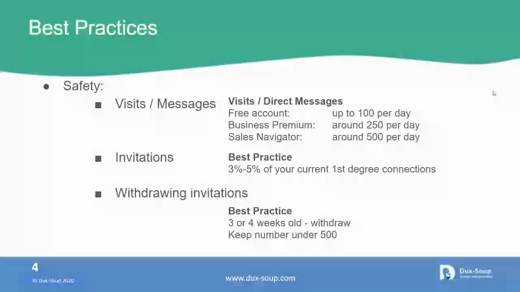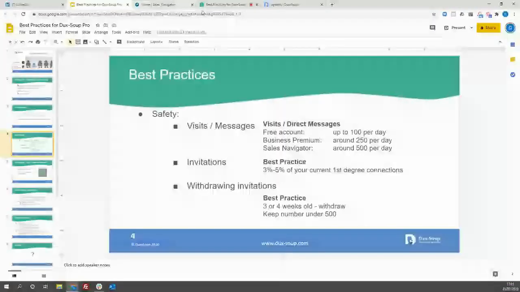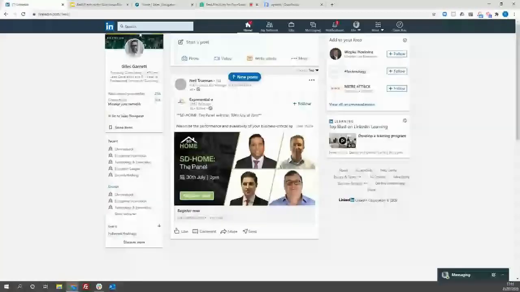I'll show you where we can find that in a second, but as a best practice, we recommend that if an invite has been out there for 3 to 4 weeks, you withdraw it. That's because the person is either not active on LinkedIn, or they're ignoring you, or they're not responding. And we always recommend to keep that number under 500. I'll very briefly show you where you can find the number of outstanding connection requests.